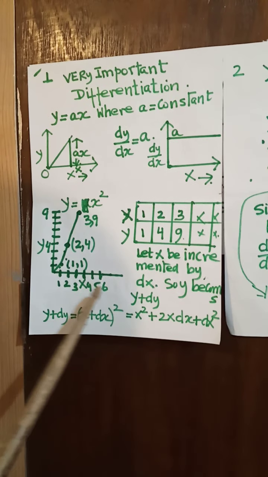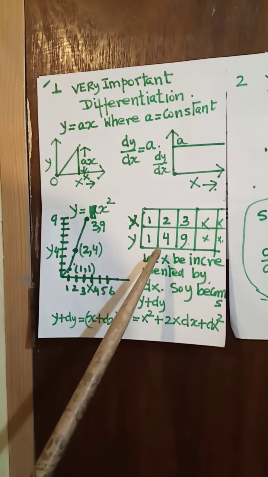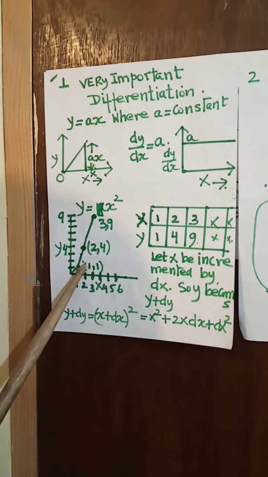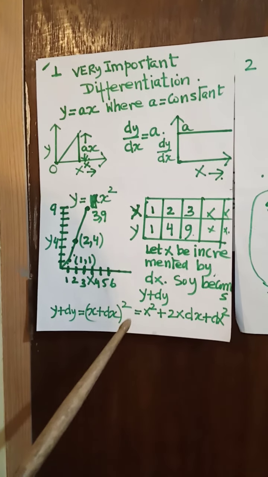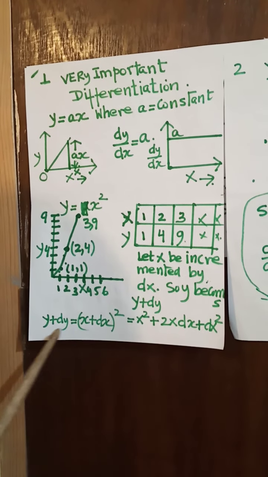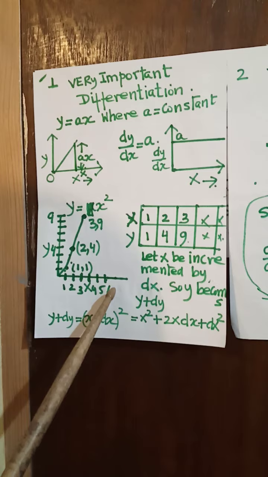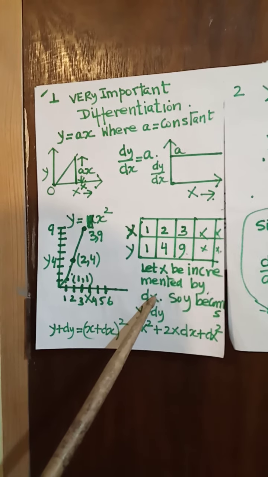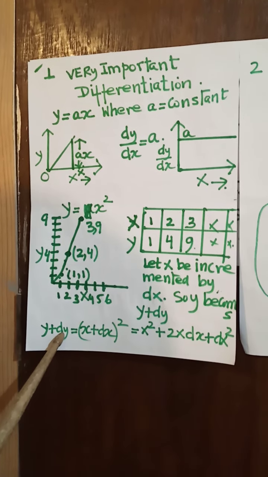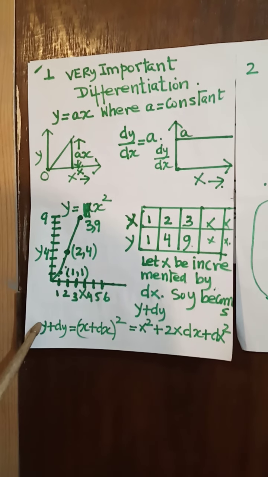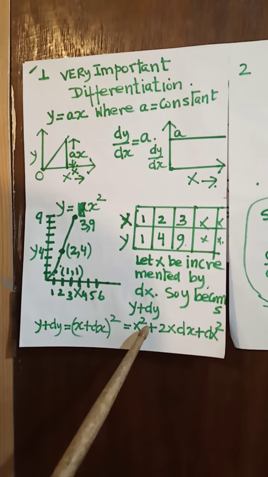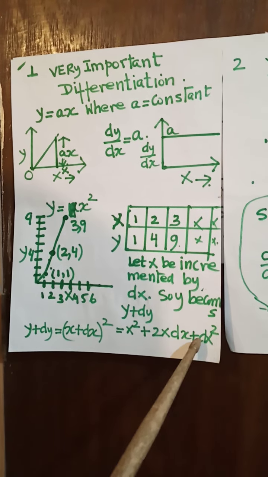So now, if we draw the graph of y equal to x squared, we'll get something like this, very sharp. Now let us see, y is x squared. Let x be increased by a very small amount. So y goes to y plus dy, and x goes to x plus dx. So you get x squared plus twice x dx plus dx squared.